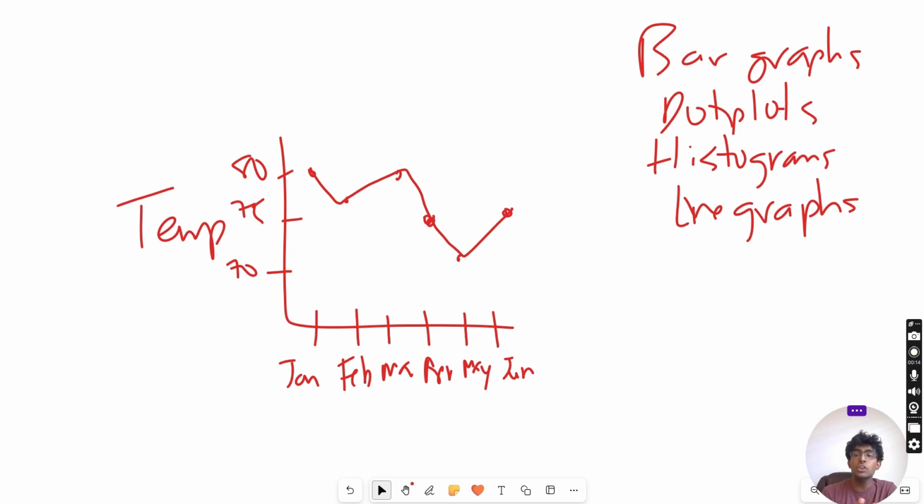But if you do see a trend, like it's mostly decreasing or it's mostly increasing, that's what line graphs are really good for. They're good for trends overall. All right. So those are the major types of ways that data is going to be represented on the SAT or PSAT.